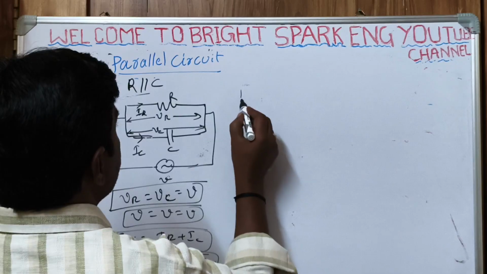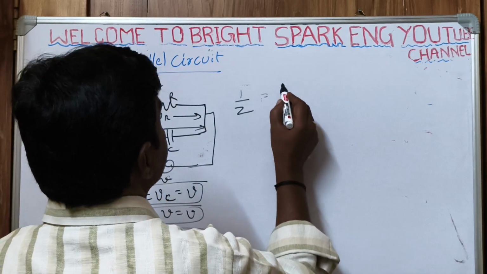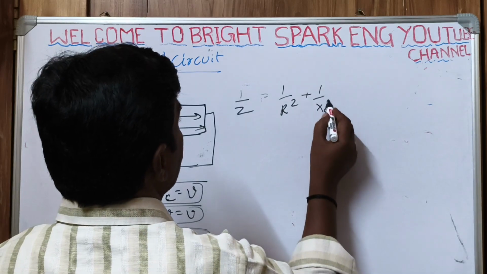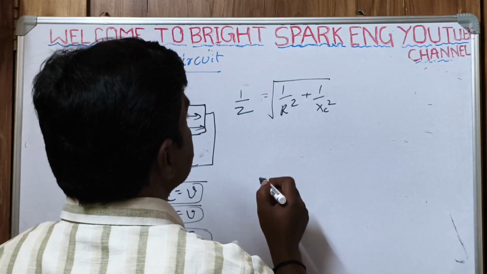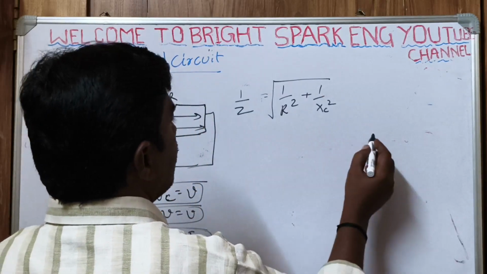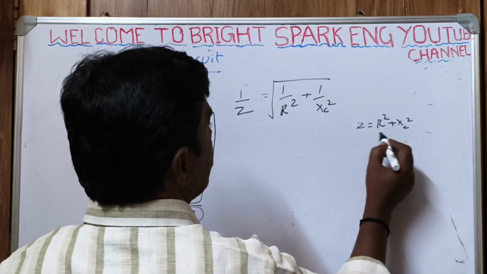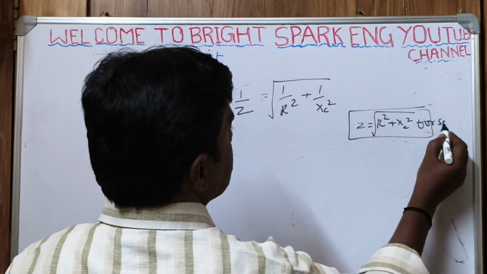Here for total impedance, 1 by Z is equal to the square root of 1 by R square plus 1 by XC square. All of you know in a series circuit Z is the square root of R square plus XC whole square. This is for the series circuit.